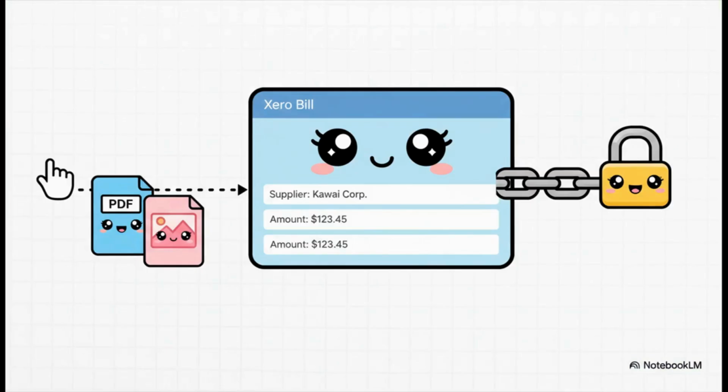Okay, this next one is a total game changer. Seriously, drag and drop that original PDF or that scanned image right onto the bill in Xero. Why? Because you're creating a permanent, unbreakable link between the data you entered and the document it came from. Think about it. No more desperate searches through old emails or shared folders. The proof is right there attached to the transaction.